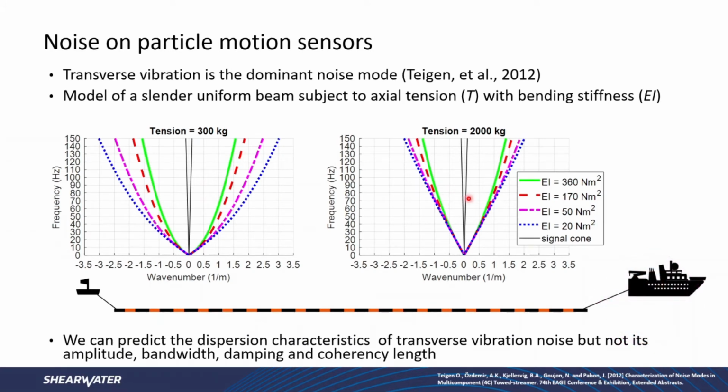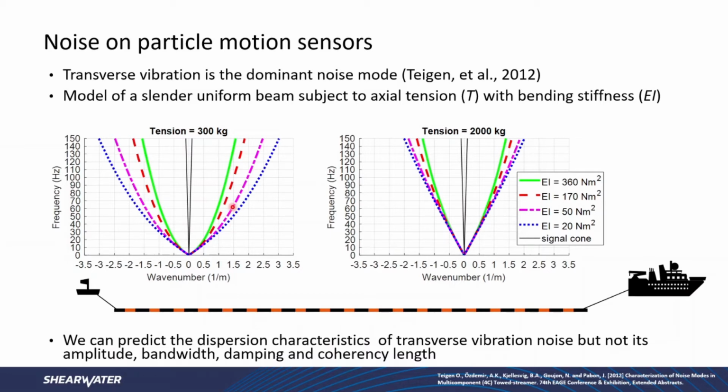Teigen et al. showed at the 2012 EAGE that it can be approximated with a model of a slender uniform beam that is subject to axial tension and a certain bending stiffness. In the two plots below, you see the frequency wave number relationship, and the colors represent the different stiffnesses. The green color being the most solid, and the blue color being the least stiff.